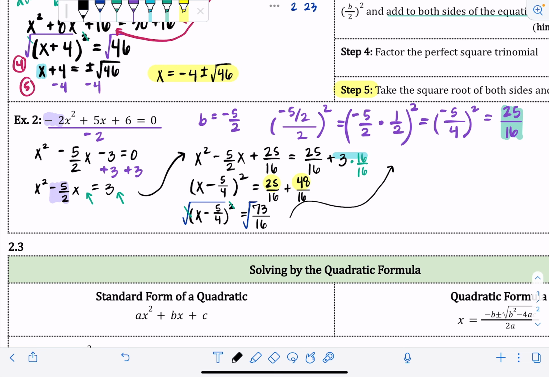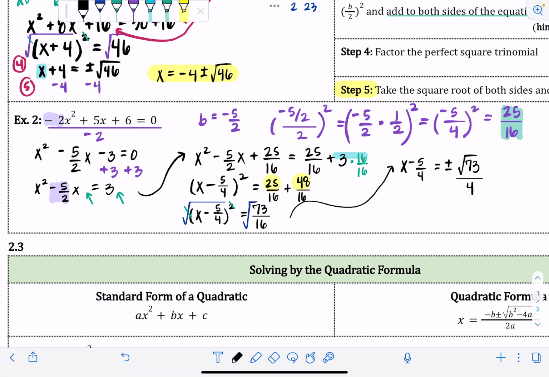Square root on the left side just cancels out the power. So if I cancel out the power, I have just what was left inside the parentheses, which is x minus 5/4. And then I'm left with the square root of 73 over 16, so I'm going to put my plus or minus out in front. Then I just need to take the square root of the numerator and the denominator. The square root of 73 cannot be simplified, so that's just going to stay inside the radical. And then over the square root of 16, which is 4, without the radical.